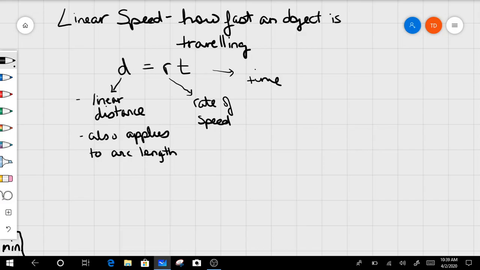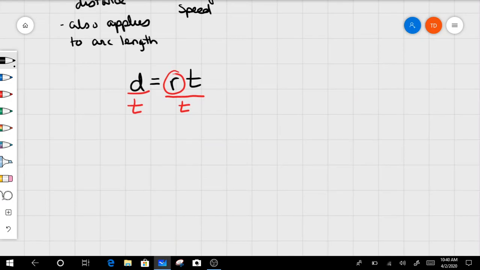So linear distance equals rate times time. Y'all know this. If distance equals rate times time, and we want to know a rate of speed, then all you have to do is solve for r. So divide both sides by time, because I'm trying to get r by itself, and rate of speed equals distance over time.